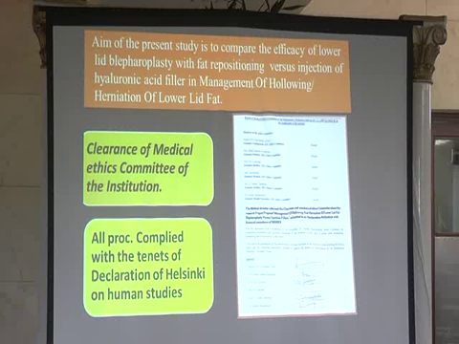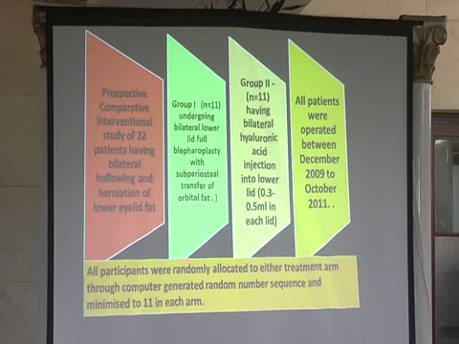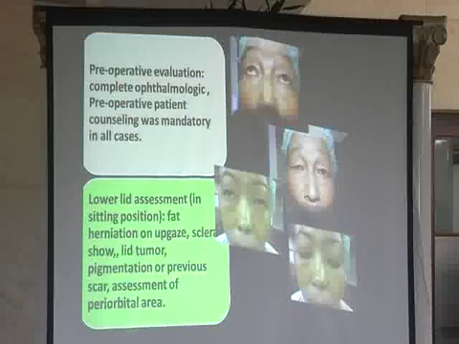So the aim of the present study is to compare the efficacy of the lower lid blepharoplasty with fat repositioning versus the injection of hyaluronic acid filler in the management of hollowing or herniation of the lower lid fat, with the clearance of the medical ethics committee of the institution taken. This is a prospective interventional study of 22 patients divided into two groups, where in group 1 we had done a blepharoplasty with a subperiosteal transfer, and in group 2 hyaluronic acid was injected. All patients were randomly allocated to either treatment arm through a computer-generated random number sequence and minimized to 11 in each arm.